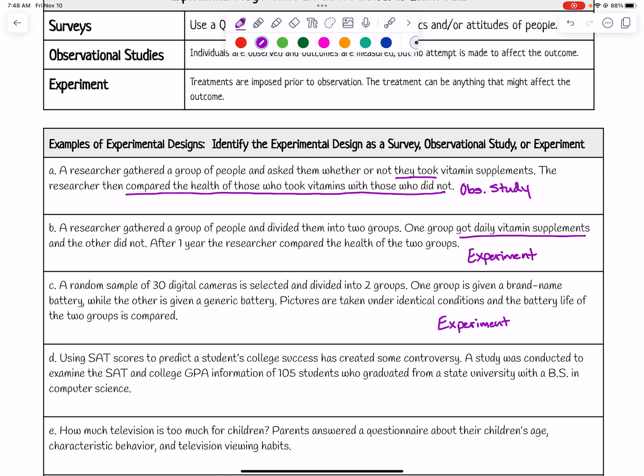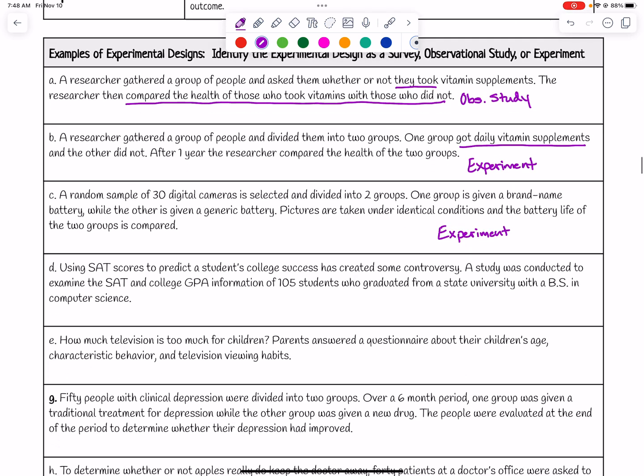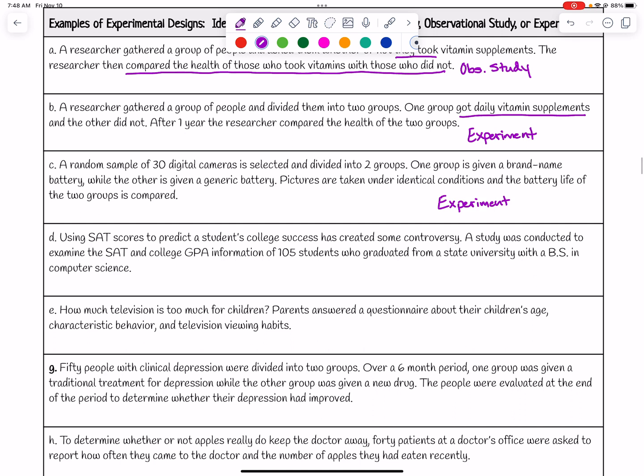Treatment does not have to mean medicine. It can mean all sorts of things. But if they're changing what one group does, then that's an experiment. And they can certainly change what more than one group does. But as long as they impose any sort of treatment, we have to call it an experiment.